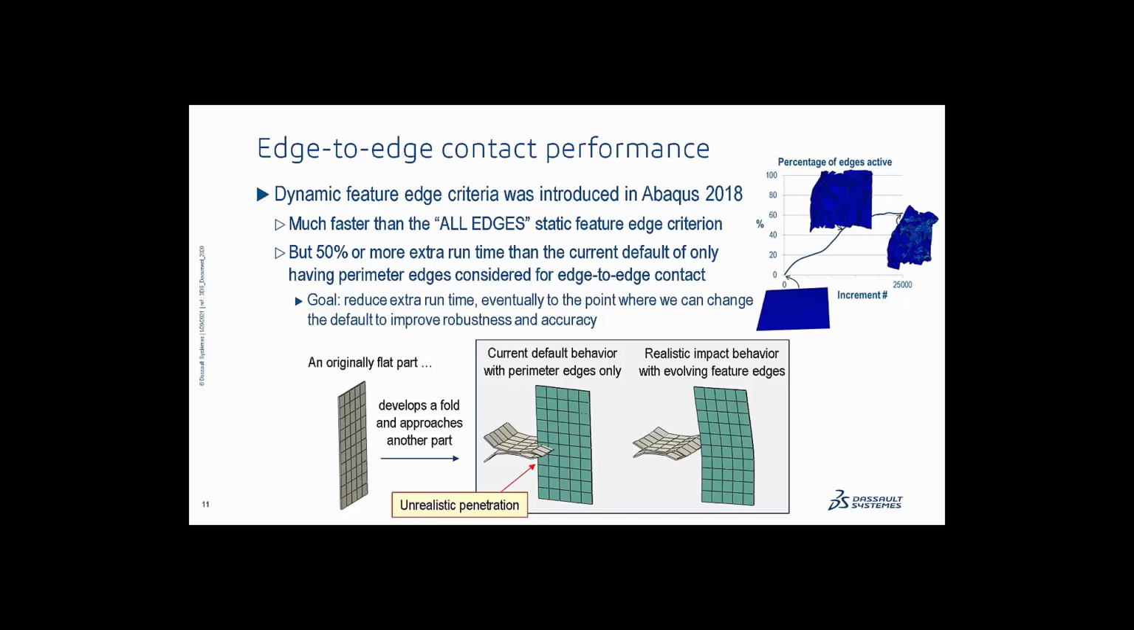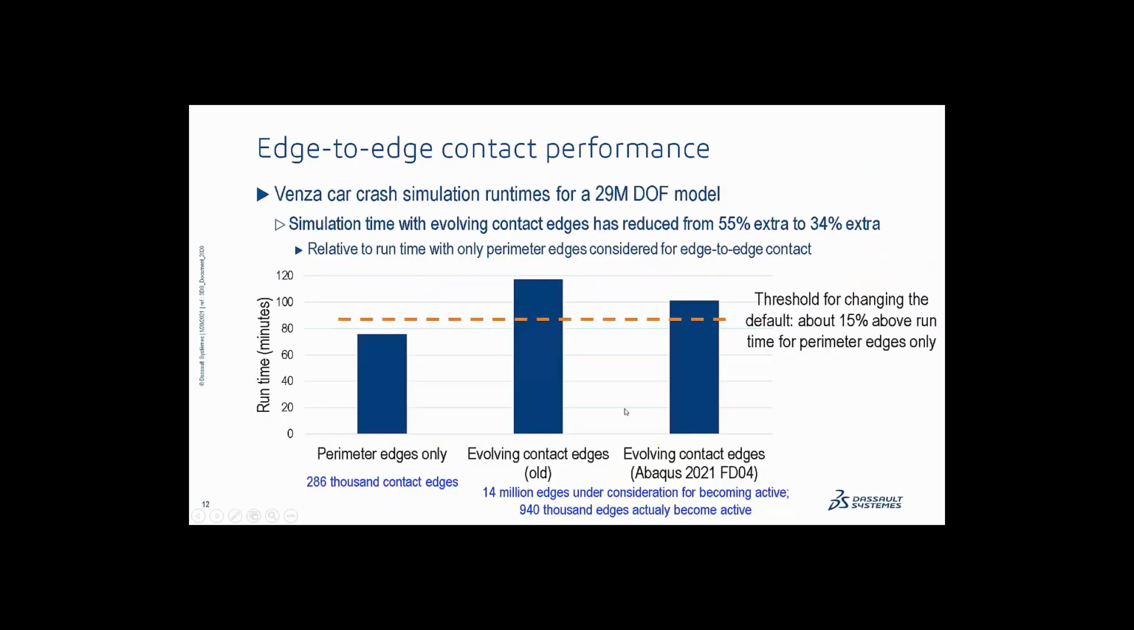So our goal ultimately is to reduce that extra runtime to the point where we can make dynamic feature edges the default. And this is where we are. Here we're looking at a very large, more realistic model, a 29 million degree of freedom car crash model. With the default, feature perimeter edges is like 286,000 edges.